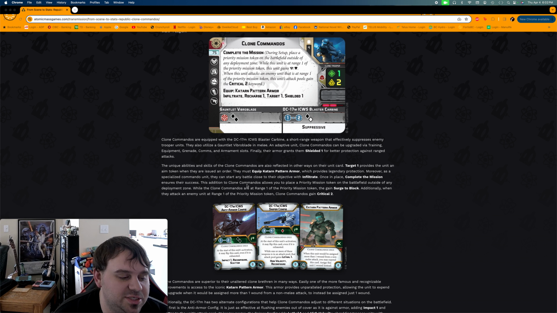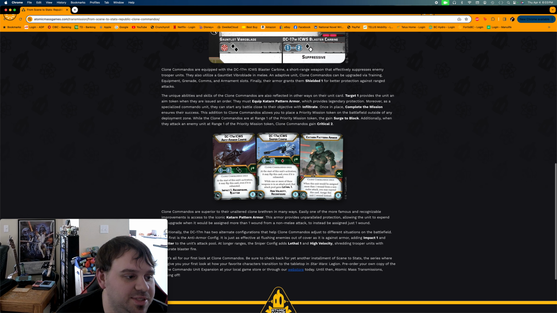This addition to Clone Commandos allows you to place a priority mission token on the battlefield outside any deployment zone. While the Clone Commandos are at range one of the priority mission token, they gain surge to block. Additionally, when they attack an enemy at range one of the priority mission token, they gain critical two. So yeah, same thing we just already basically went through.